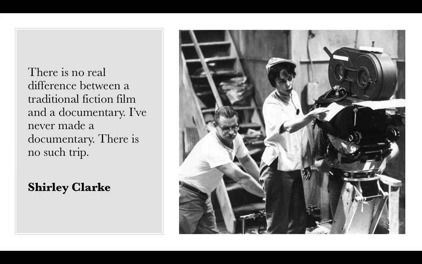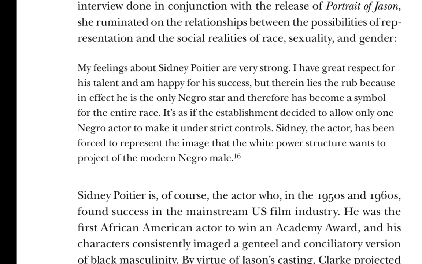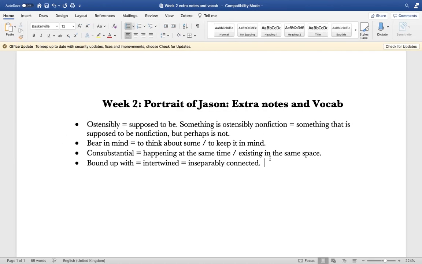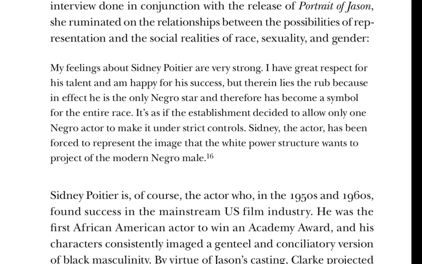Verite, and in an interview, which is cited in the smaller review, which I'll put on eCampus, she said there is no difference between a traditional fiction film and a documentary. I've never made a documentary. There is no such trip, meaning, in this context, there is no such thing. It does not exist.